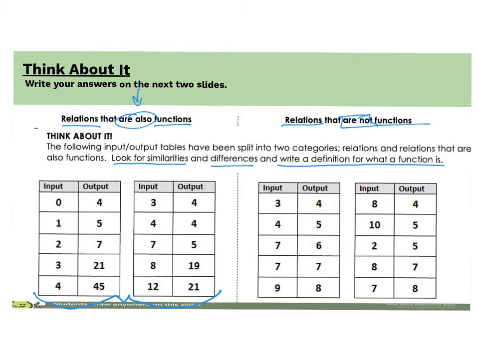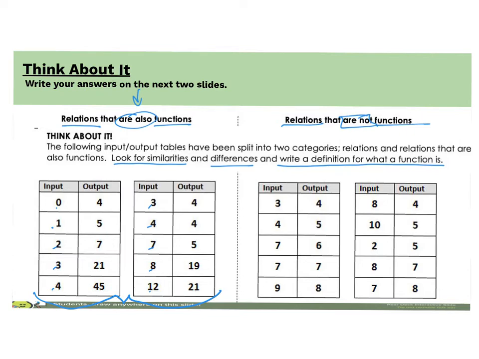So let's just start looking at our inputs and our outputs. So we have 0, 1, 2, 3, and 4. 3, 4, 7, 8, and 12. So our inputs, our x values, I notice they're from least to greatest. But other than that, I don't really notice much.